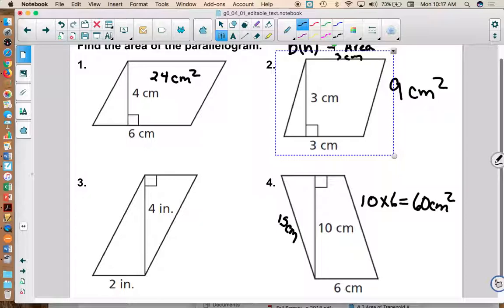1, 2, 3, show down. Show me the area of number 3. Okay, what is that area, Nicole, Monique? 8, good. 8 inches squared, okay?